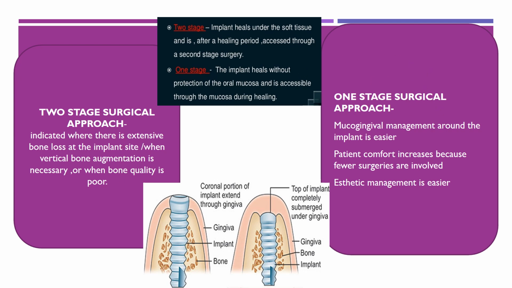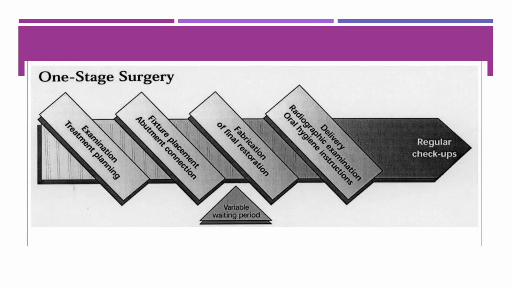Whereas in the one-stage surgical approach, mucogingival management around the implant will be easier, so the soft tissue contouring will be easy, because the gingival former is given at the first stage itself, so it can heal with the gingival side also, other than osseointegration. Patient comfort increases because fewer surgeries are involved, and aesthetic management is easier. So here comes the one-stage surgery.